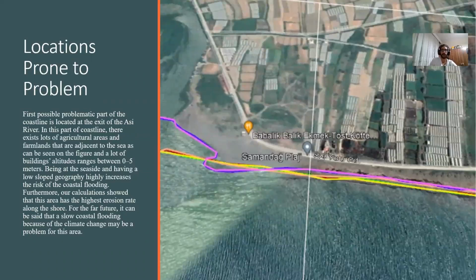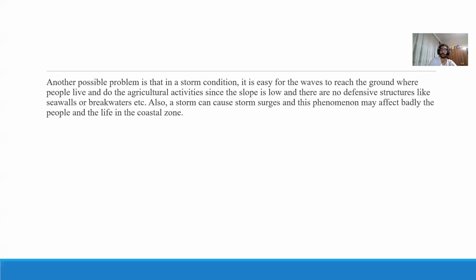Our first problematic part of the coastline is located at the east of the Asi River. In this part of the coastline, we have agricultural areas and farmlands with altitudes ranging between 0 and 5 meters. Also, the area has a low slope geography. For the far future, it can be said that slow coastal flooding because of climate change may be a problem for this area.